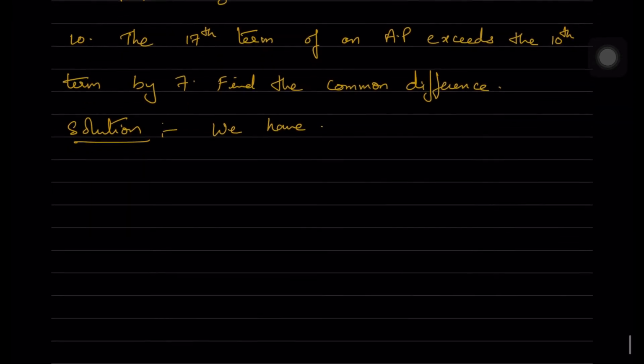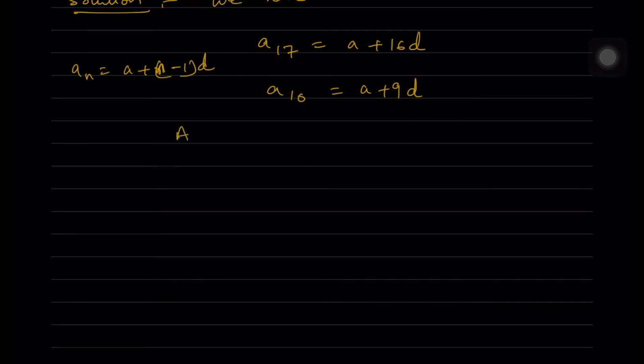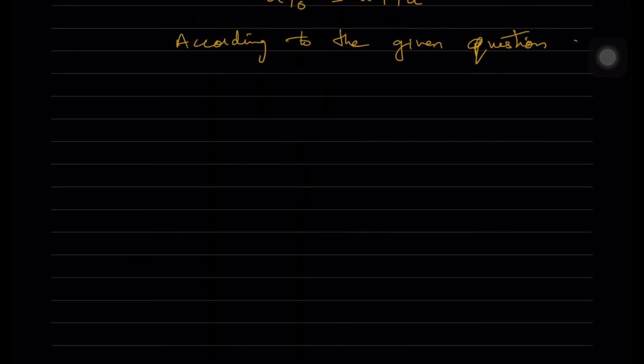A17 and A10. So A17 is equal to A plus 16D and A10 can be written as A plus 9D using the formula An is equal to A plus (n minus 1) into D. So therefore here, according to the given question, we have A17 exceeds the 10th by 7. So A17 minus A10 is equal to 7.